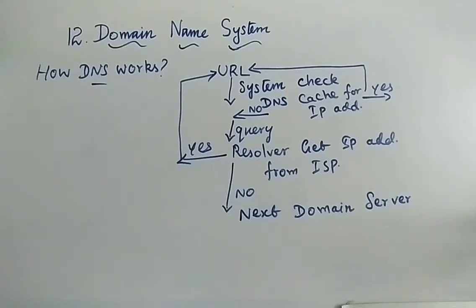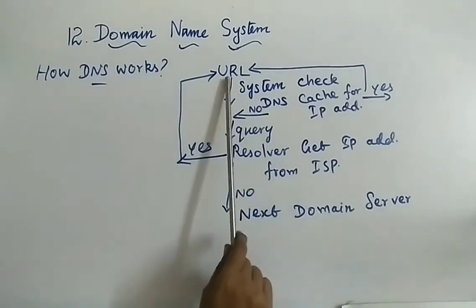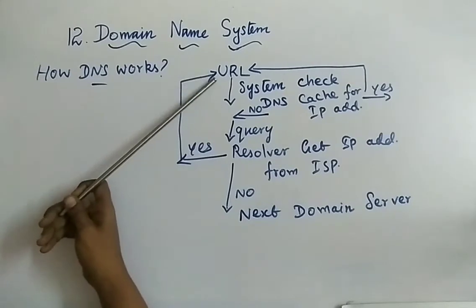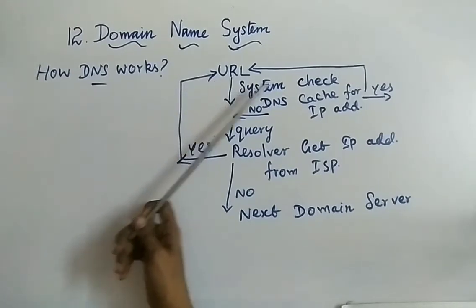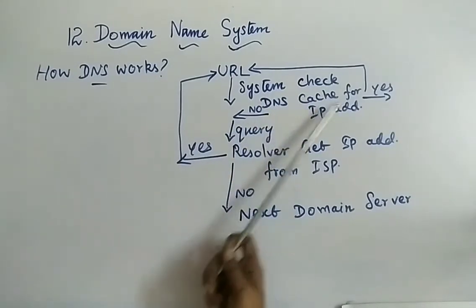I repeat it again for you people. Listen. In a system, a user is going to enter a URL. So in that system itself, the system begins to check the DNS cache for the IP address.